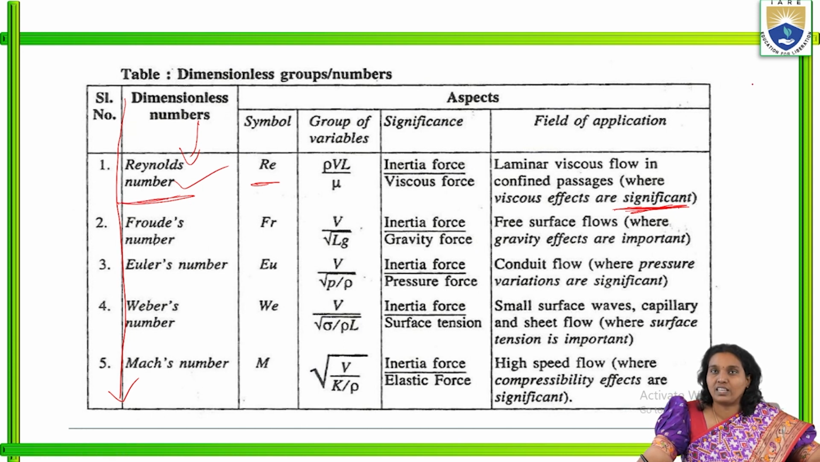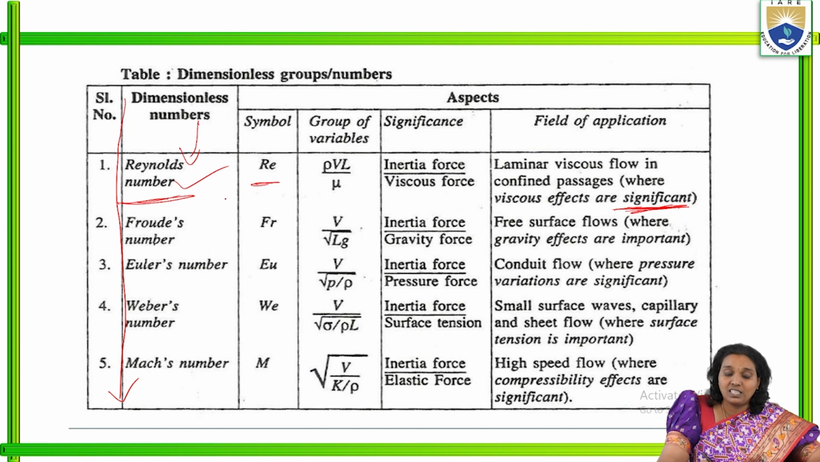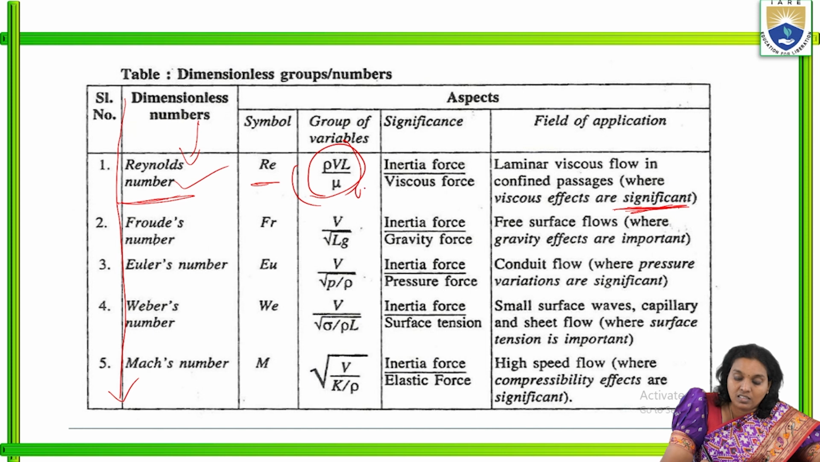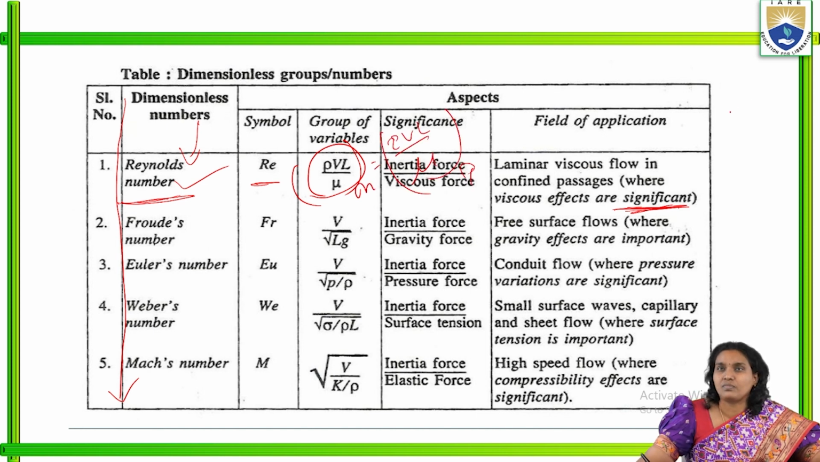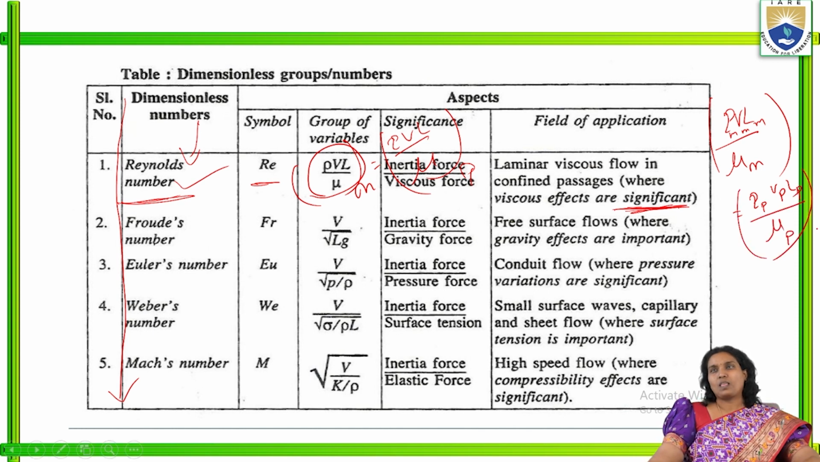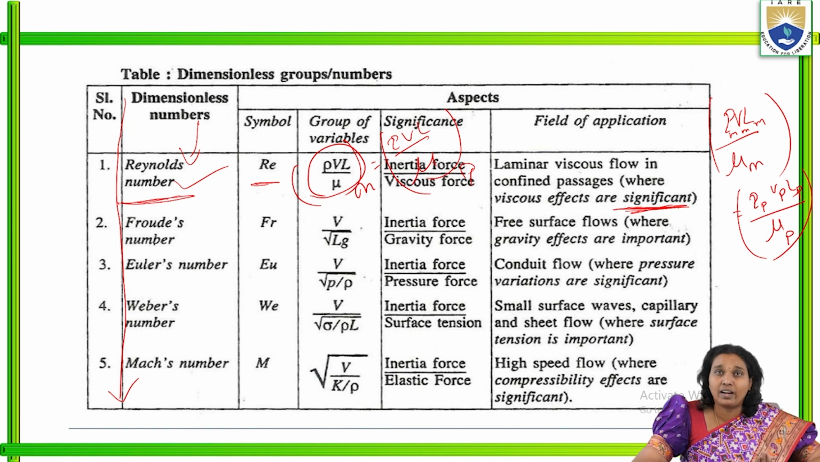Inertia is the common factor. Inertia versus viscous is Reynolds. So rho V L by mu for the model is equal to rho V L by mu for the prototype. Like this we may write the model law. After that, these dimensionless numbers are the same as the model laws also.